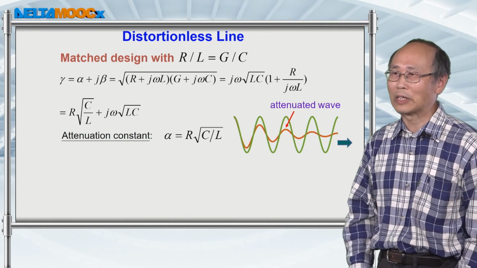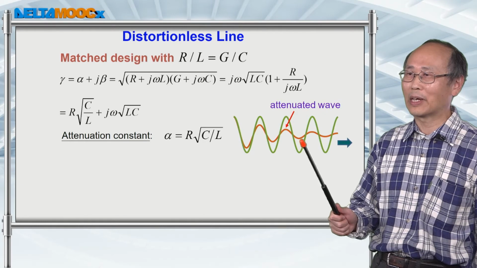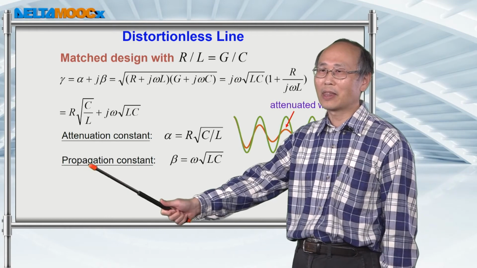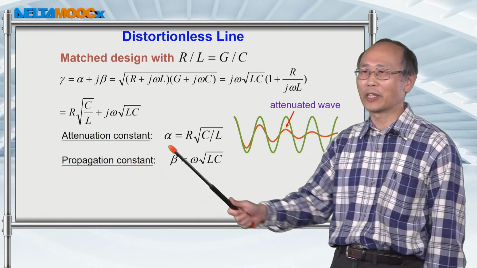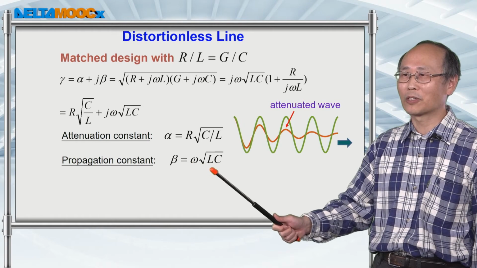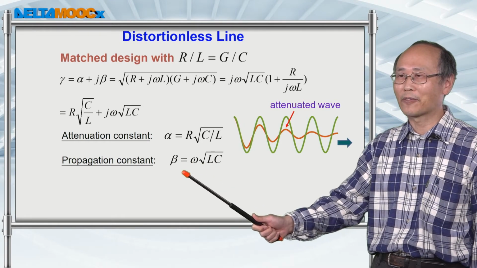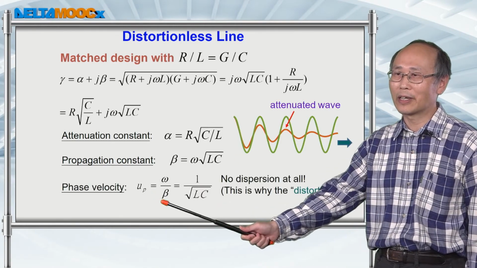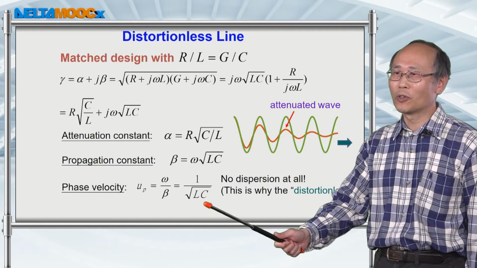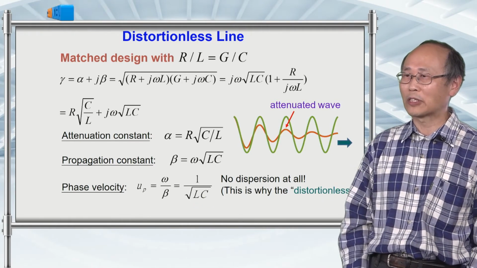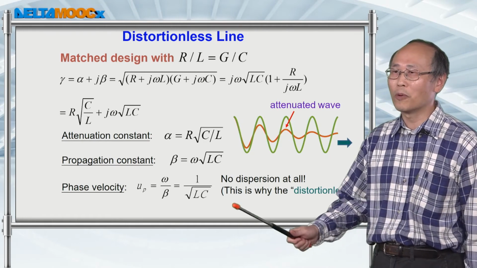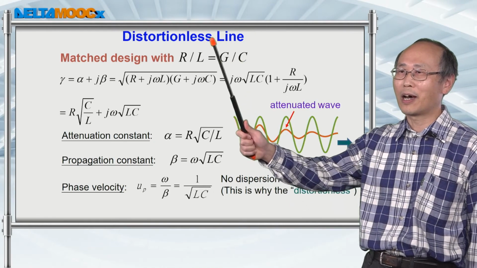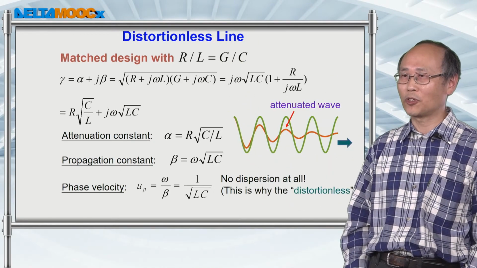And so in real situation, the signal will be attenuated over time and over distance. Then the propagation constant based on this expression is given by omega multiplied with square root of LC, and you have a linear relationship between beta and omega. So the phase velocity now is not a function of frequency. So this means that if you send a short pulse signal through this transmission line, there won't be dispersion to distort the signal. So given this condition, you can design a distortionless transmission line.